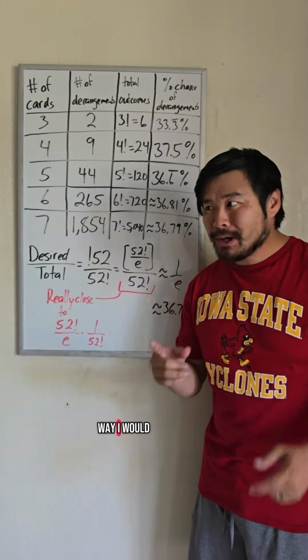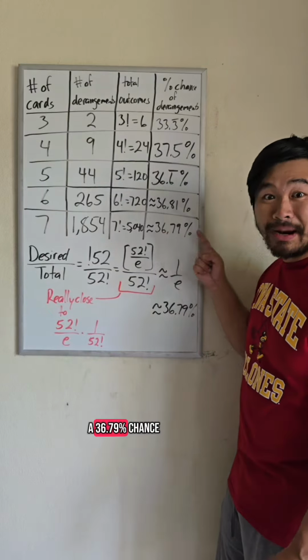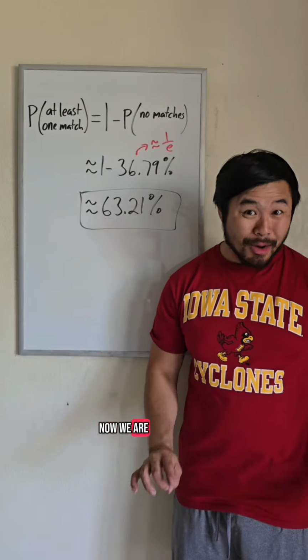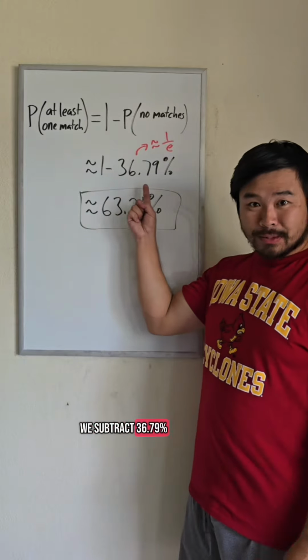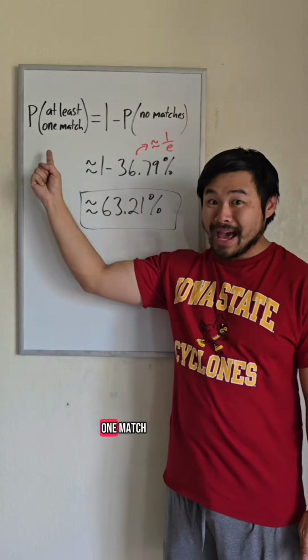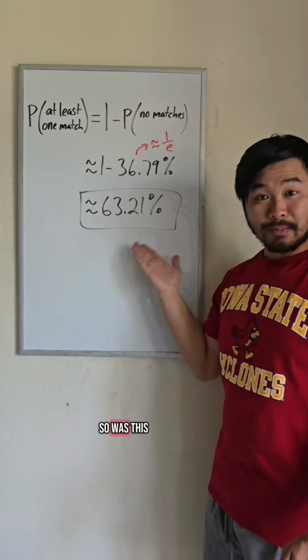And by the way, I would argue that with 7 or more elements, we can basically say it's around a 36.79% chance. We're basically already there with 7. Now, we are almost done. When we subtract 36.79% from 1, we see that the probability of getting at least one match is around a 63.21% chance. So was this surprising?